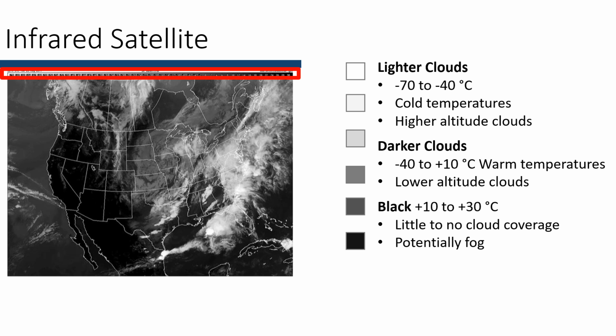These are mostly associated with high altitude clouds. Darker clouds indicate warmer temperatures and range from -40 to +10 degrees Celsius. These are associated with lower altitude clouds.